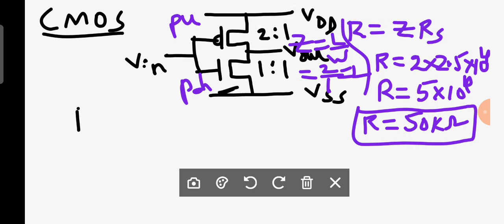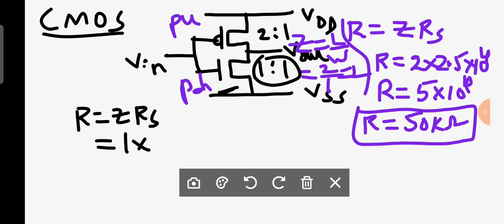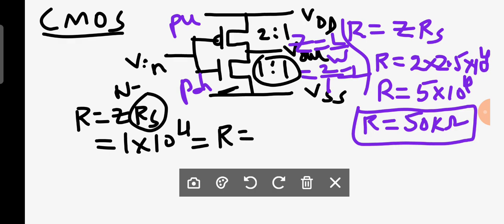Now you can observe that R equals Z into RS. For 1:1, Z equals 1. So 1 into 10 to the power of 4. Why? Because that is the sheet resistance of the N transistor, which is 10 to the power of 4. Therefore, what is the value of R? R equals 10 kilo ohm.